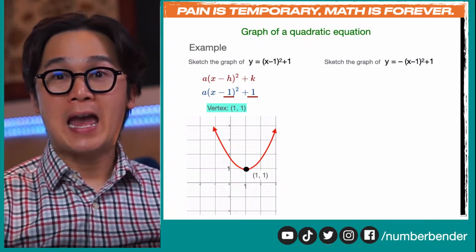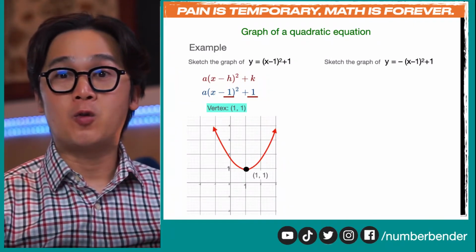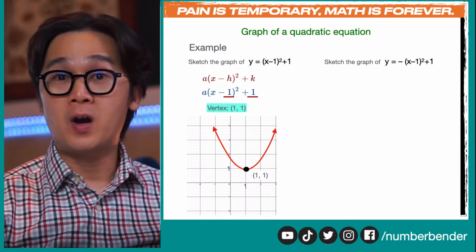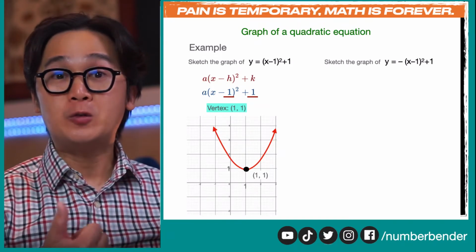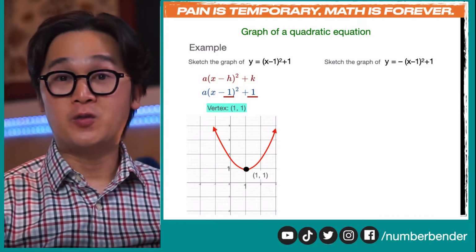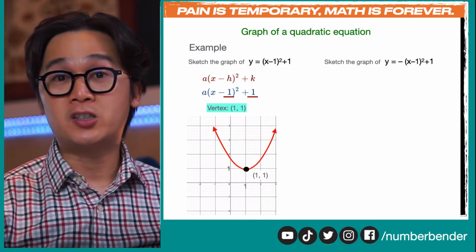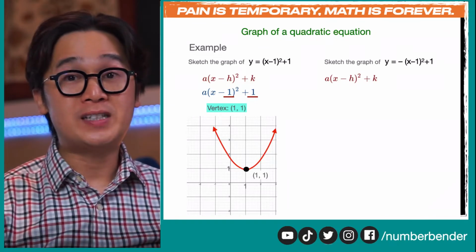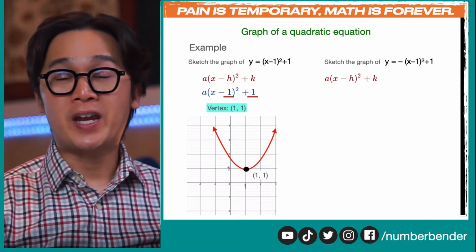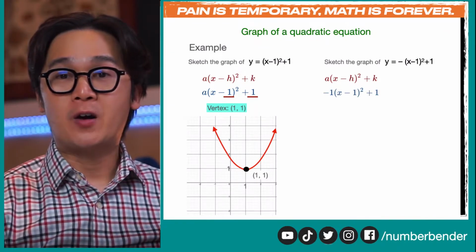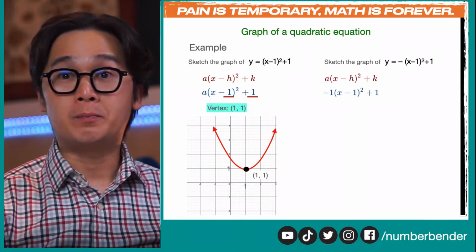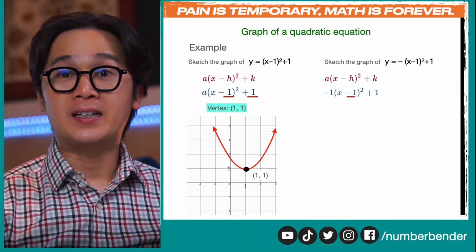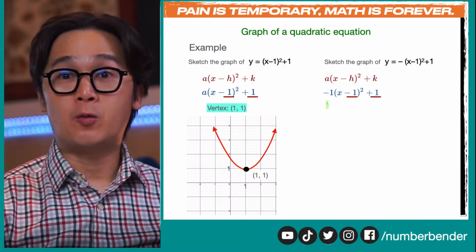So let's say we have y equals negative (x minus 1) squared plus 1, and we're going to use the new technique that we have learned to draw the sketch of our parabola. So by using our vertex form, opposite of h and k, we know that our vertex here would be opposite of negative 1 and 1. So it's the same as the first example. It's still at positive 1 and 1.